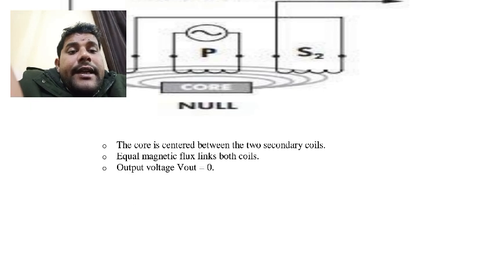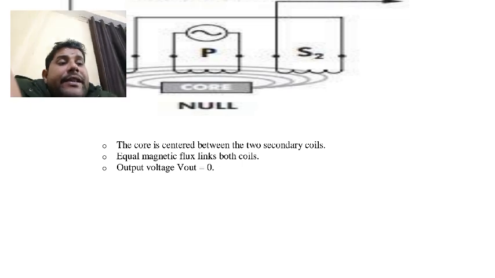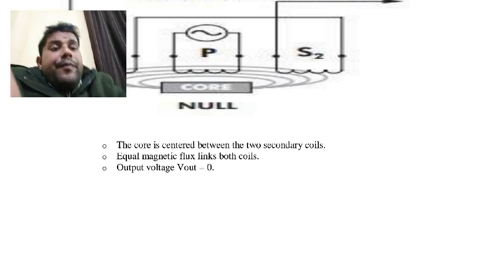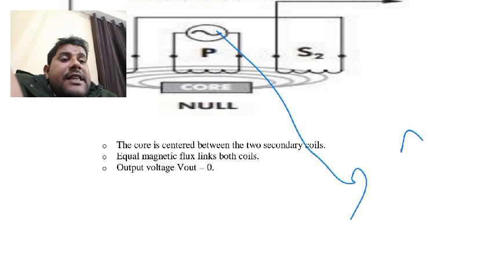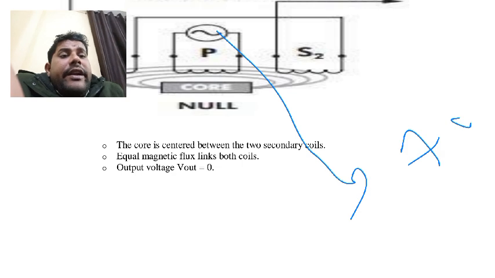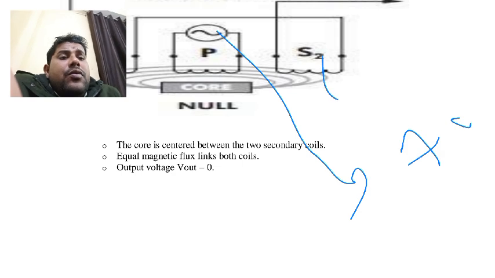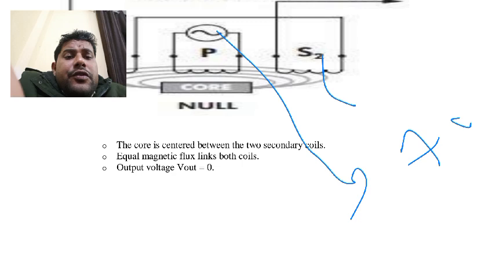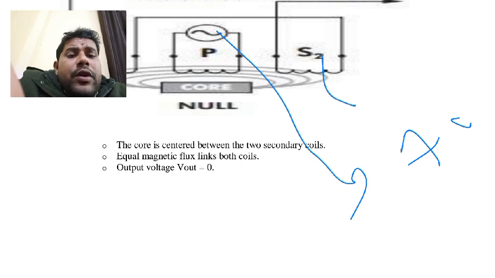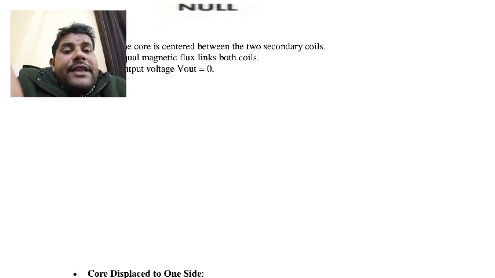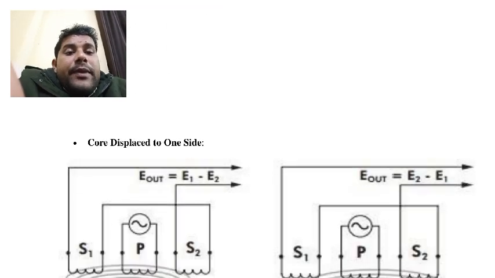The core is centered. This is the primary AC excitation, and this is the secondary voltage E2. So equal magnetic flux links both coils, and the output must be 0.